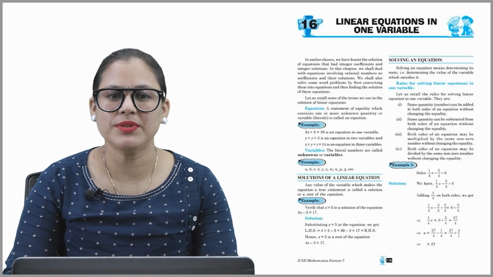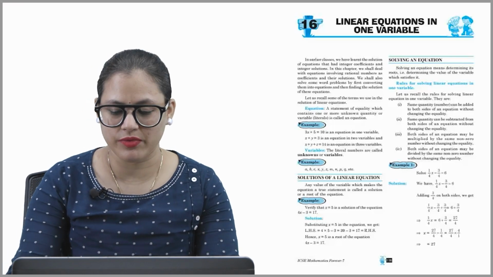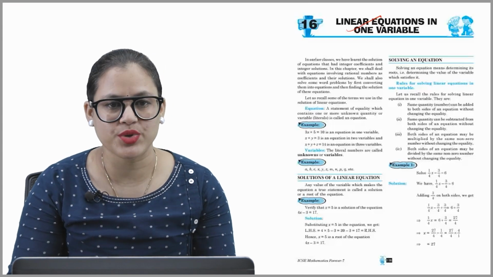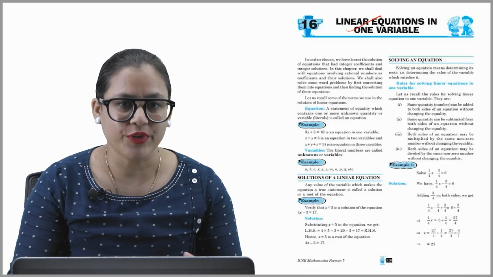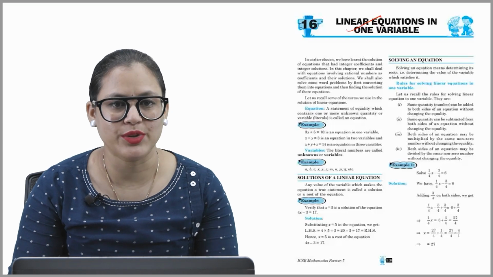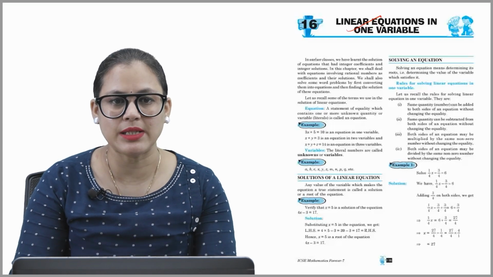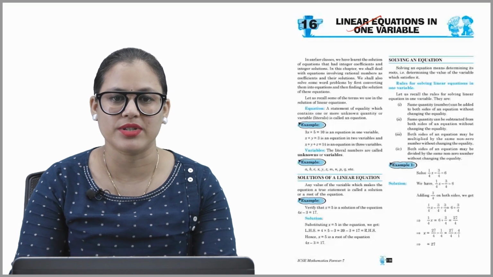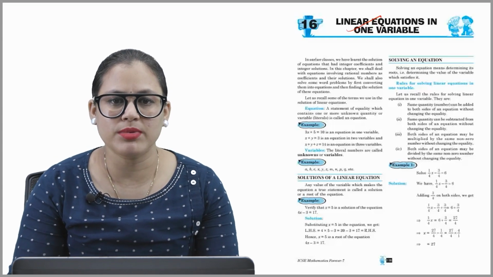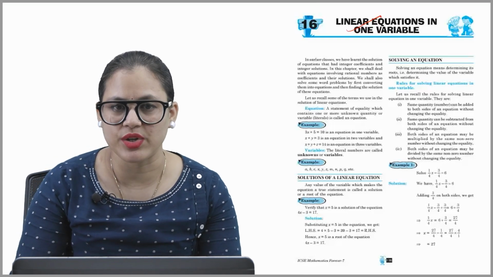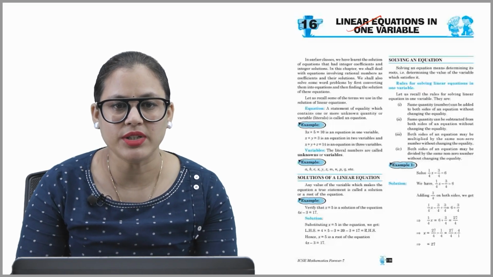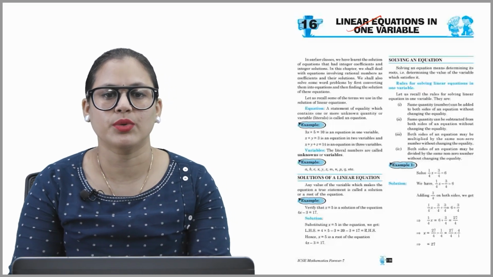Let's start today's chapter, linear equations in one variable. In earlier classes, we have learned the solution of equations that had integer coefficients and integer solutions. In this chapter, we shall deal with equations involving rational numbers as coefficients and their solutions. We shall also solve some word problems by first converting them into equations and then finding the solutions of these equations. Let us recall some of the terms we use in the solution of linear equations.